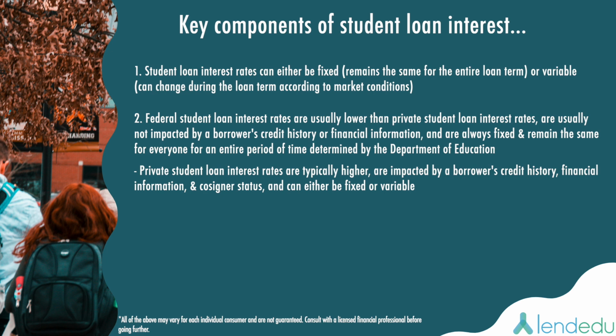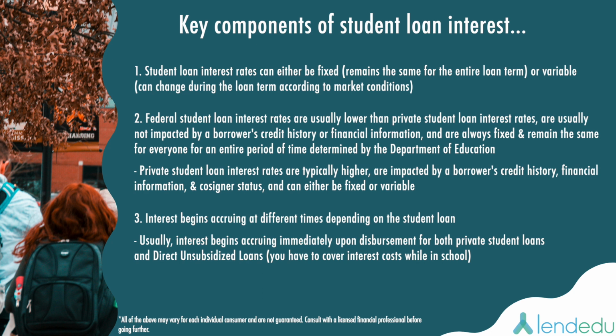Private student loan interest rates are typically higher, and interest rates are impacted by a borrower's credit history and other financial information, in addition to if they have a cosigner or not. Private student loan interest rates are ranging from 1% to up near 14% and can be either variable or fixed. Third, interest begins accruing at different times depending on the loan. Almost always, interest will begin accruing immediately upon disbursement for private student loans and direct unsubsidized loans from the federal government. Unsubsidized means you have to cover interest costs while in school rather than the federal government.